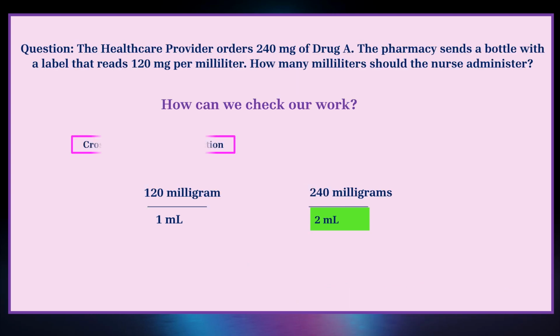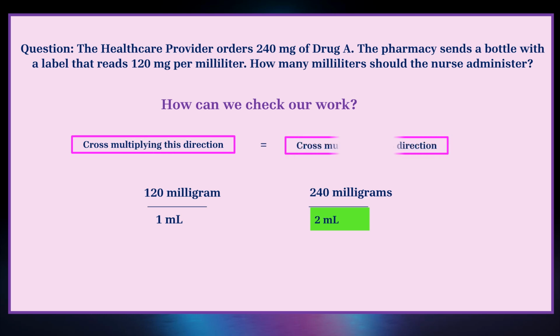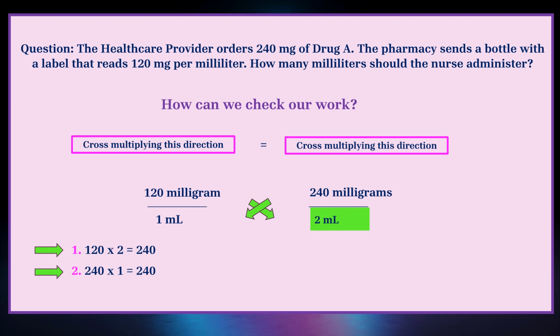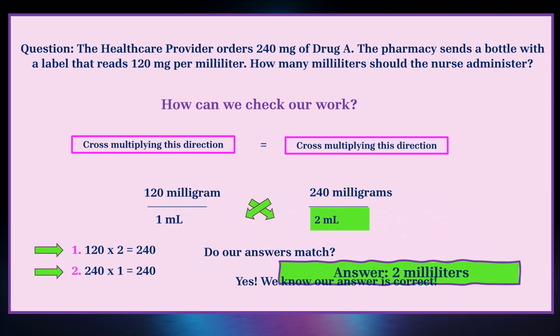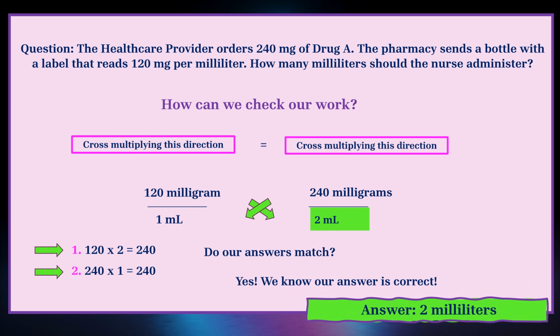How can we check our work? We know cross multiplying in one direction should equal cross multiplying in the other direction. So 120 times 2 equals 240, and 240 times 1 equals 240. Do our answers match? Yep, then we know we're correct at 2 milliliters.